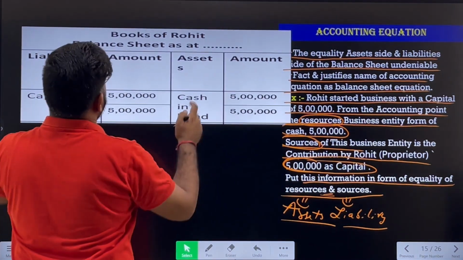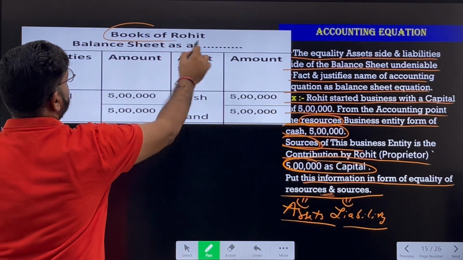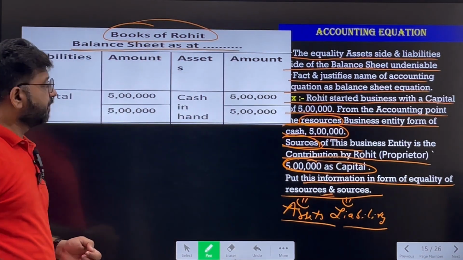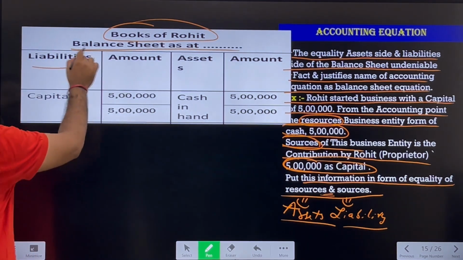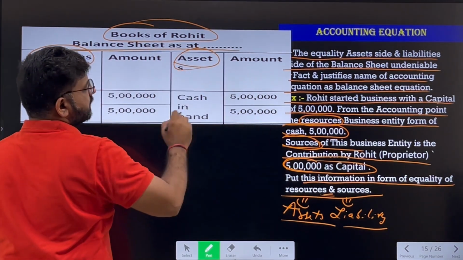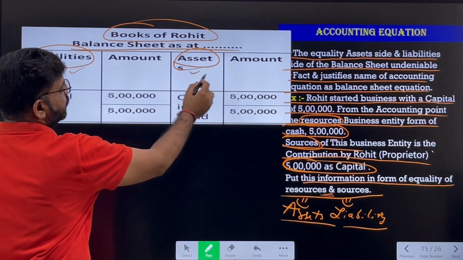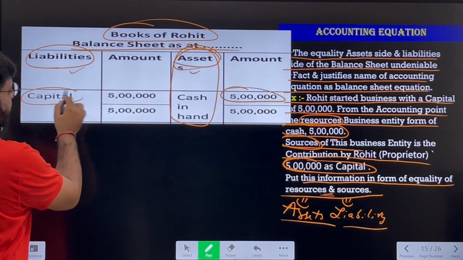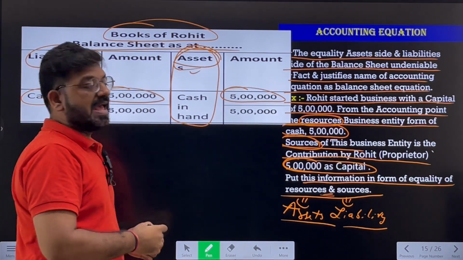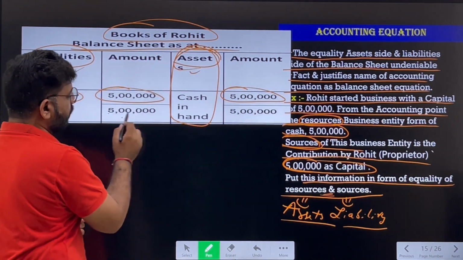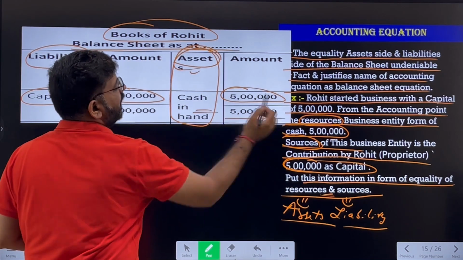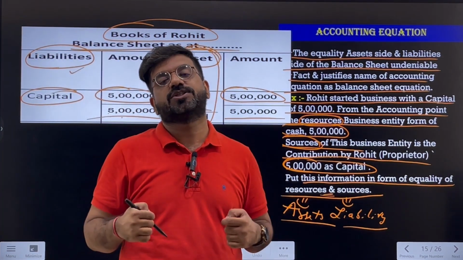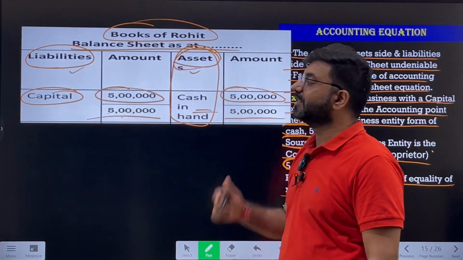Okay, now let's see this. In the books of Rohit, we are able to see the balance sheet. Balance sheet simply has the liabilities and the assets. Since it has the liabilities and the assets, in the assets we have cash in hand of rupees 5 lakhs and capital worth rupees again 5 lakhs. And after doing the total, we have 5 lakhs equal to 5 lakhs. These both are equal as per the accounting equation, as per the format of the balance sheet.